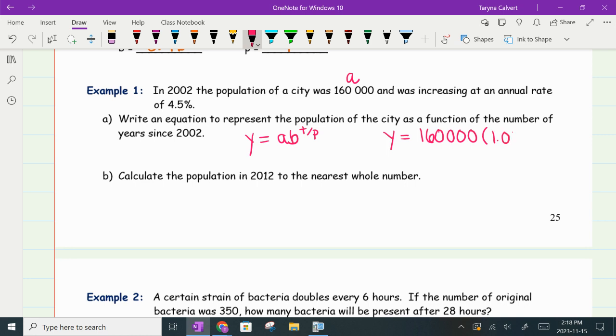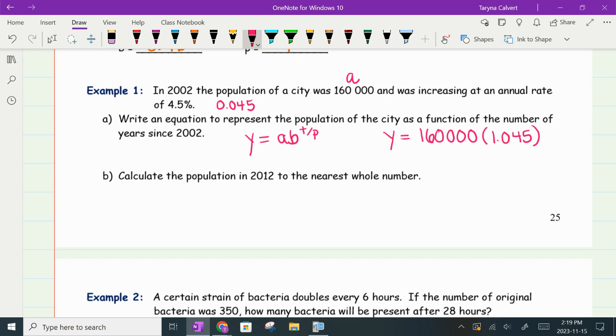Perfect, 1.045. Anytime you're doing percent, guys, when you're trying to find a percent of something, it has to be written as a decimal, right? So 4.5% as a decimal is 0.045. You're just dividing it by 100. And then we have to put the 1 back on it because that keeps the 160,000 people, right? And then the 0.045 after the 1, that makes it grow, right?